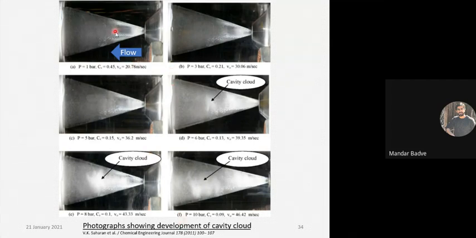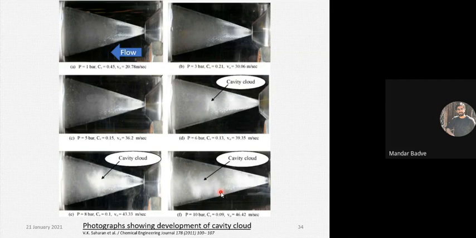Here you can see, if you observe just the central axis of this venturi, initially it's a clear zone, right? If you increase the pressure from 1 bar to 5 bar, here you see some cloudy water. But if you increase the pressure further, the intensity of that cloud formation is very high. You can call that a cavity cloud, right? If you increase the pressure further, that cloud gets even denser. So from a very low pressure to high pressure, you can see that cavity cloud formation takes place.